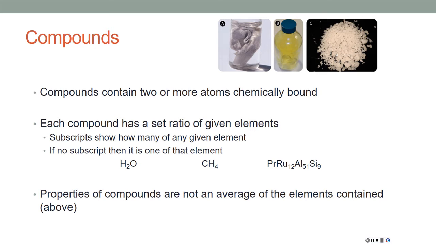Compounds, on the other hand, their smallest unit is a molecule. This is when you have two or more atoms stuck together. So iron oxide, where we have atoms that are bound to another one. Whenever you have atoms stuck together, that is a molecule.